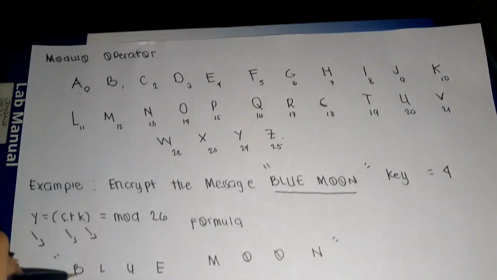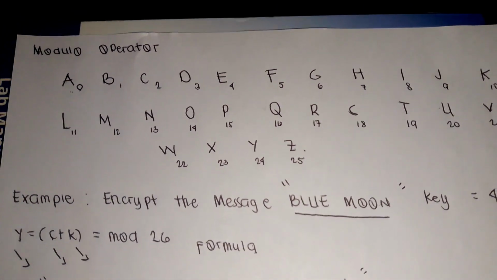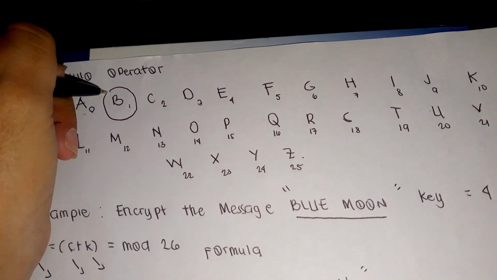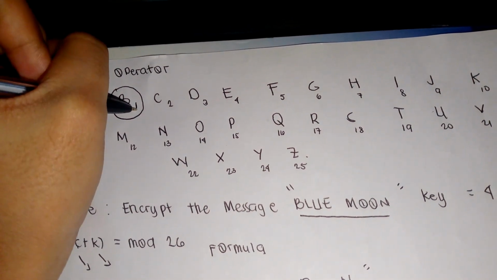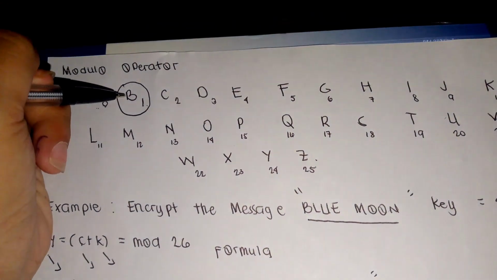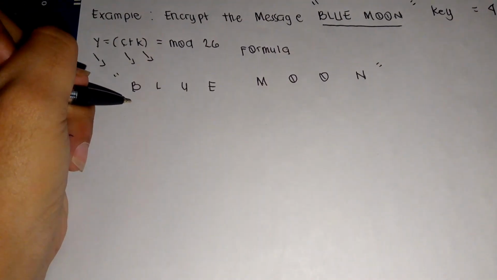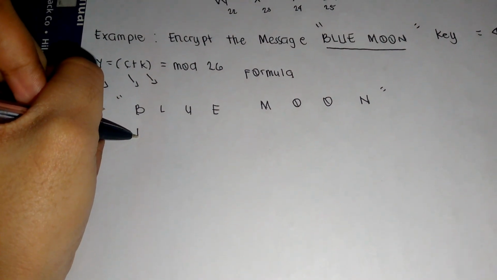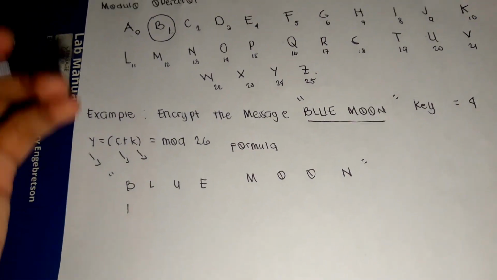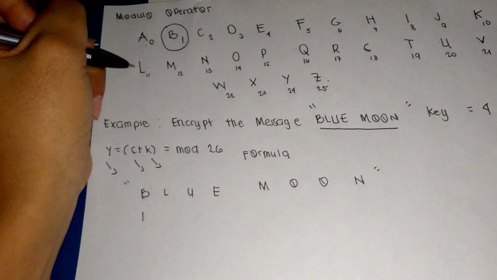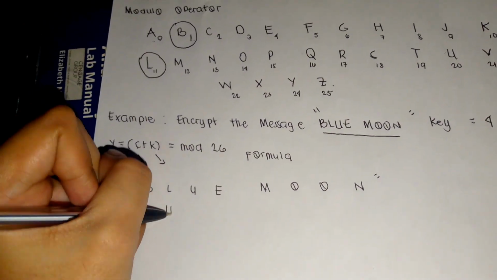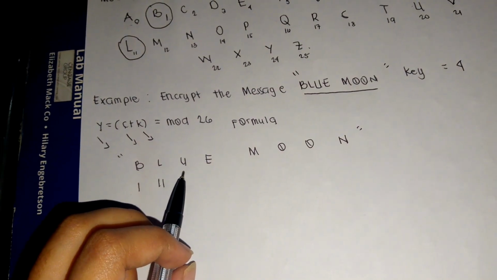B. So we have to look at this alphabet. B is right here. Okay? The corresponding number of B is 1. Okay? 0, 1, 2 to 25. So B is 1. So we have 1 right here. Okay? 1. Same goes with the others. We have L. L is right here, and the corresponding number of L is 11. We have 11, okay?